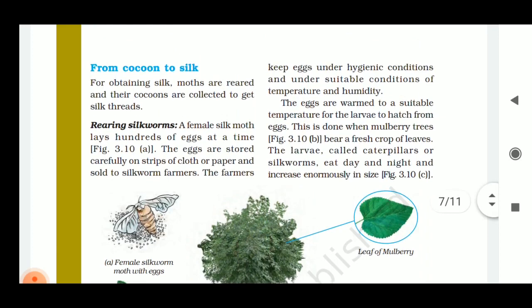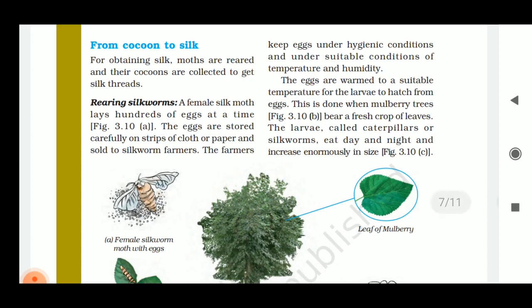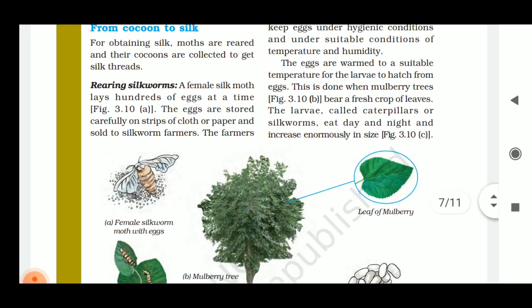The farmers keep the eggs under hygienic and suitable conditions, which require proper temperature and humidity. The eggs are warmed to a suitable temperature for the larvae to hatch. This is done when mulberry trees bear a fresh crop of leaves. The larvae, also known as caterpillars or silkworms, eat mulberry leaves day and night and increase enormously in size.